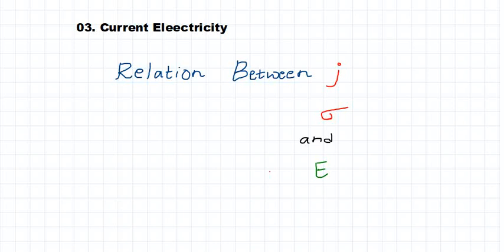In today's session, we are going through a small derivation, that is the relation between J, sigma and E. From the last session, we have gone through what J is, where J defines the current density, and it's a vector quantity. If I write the equation for it, J is equal to I divided by A. Current per unit area gives us the current density, and its SI unit is ampere per meter square.